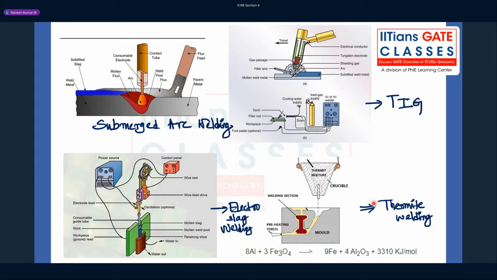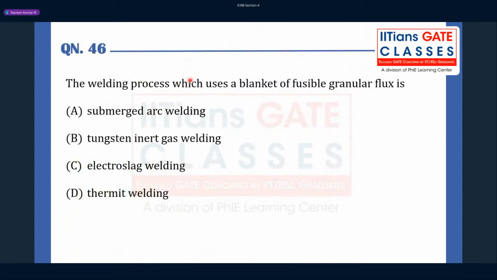Now let's see the question. What is the answer? The welding process which uses a blanket of fusible granular flux. Now it is very simple to answer, right? It is submerged arc welding. That's it. Very simple.